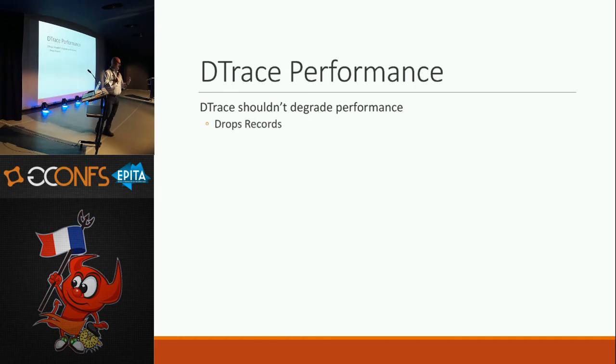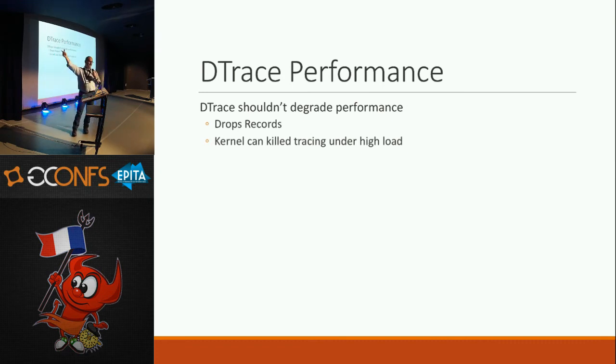So right now, when DTrace gets behind, it drops records. The kernel can kill the tracing under high load. One of the other protections that DTrace has against someone asking for too much data is that if DTrace sees that it's getting behind, the kernel side will just kill the user side and be like, no, too slow, go away, and then the kernel will recover. So what are the possible solutions to dealing with this if we want to try and get every record?